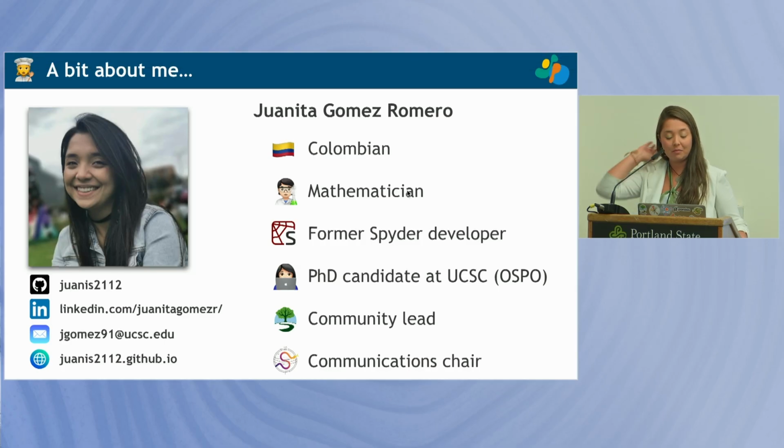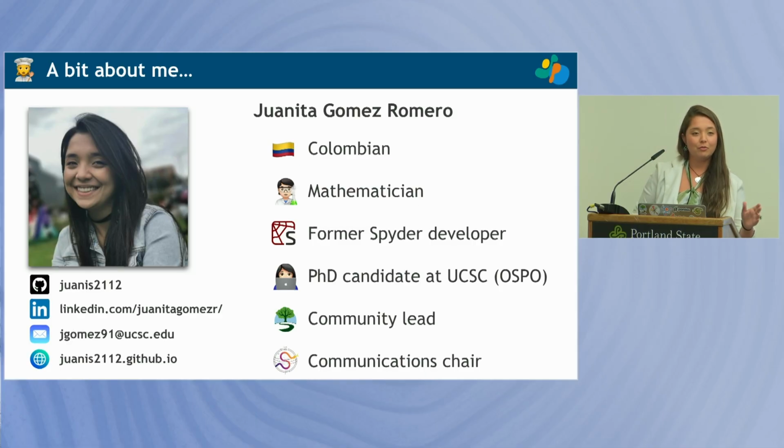So first, a little bit about me. My name is Juanita. I am Colombian. I'm originally a mathematician, but I turned into a software developer a couple of years ago. I was a developer for Spyder, which is an IDE for Python. So I maintained Spyder for some time before joining my PhD. Now I'm a PhD candidate at UCSC, and I work very closely with the Open Source Program Office at UCSC.